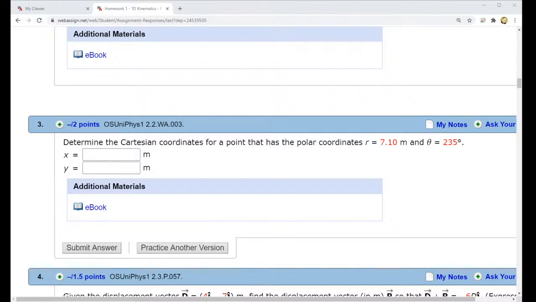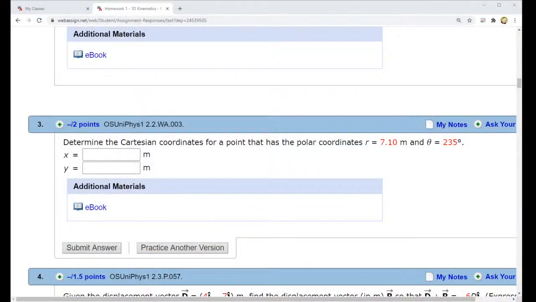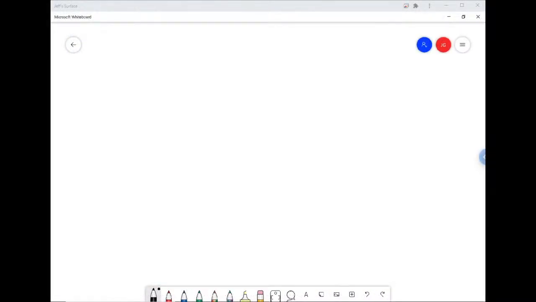And the convention is, I'm never going to be able to do this. There we go. So this is the positive x-axis. The convention is angles are counterclockwise in relation to the positive x-axis. So 230 degrees is like almost all the way around the circle. All right, so let's go to my whiteboard.